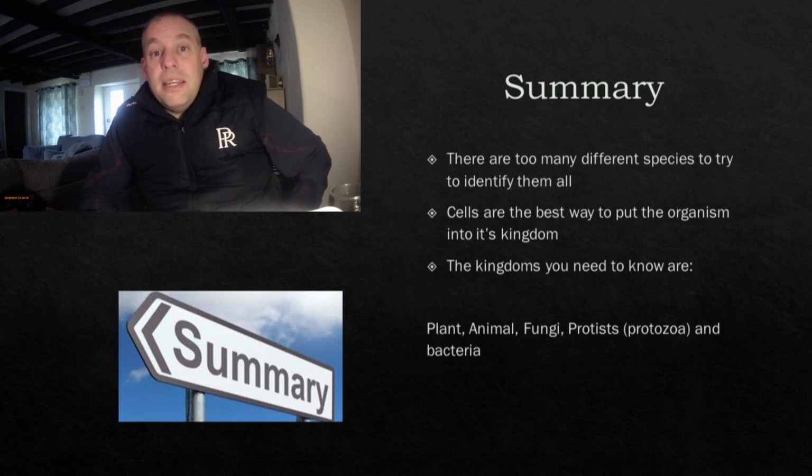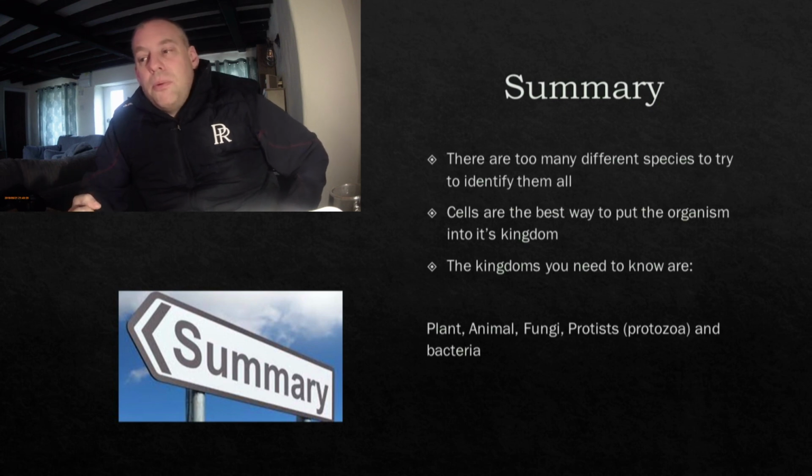For the ISEB and Key Stage 3 syllabus, you need to know the plant kingdom, the animal kingdom, the fungi, protists, protozoa is the plural, and bacteria. Protozoan is the singular. Bacteria are the 5 that you need to know, and you need to be able to say something about each of those different kingdoms.